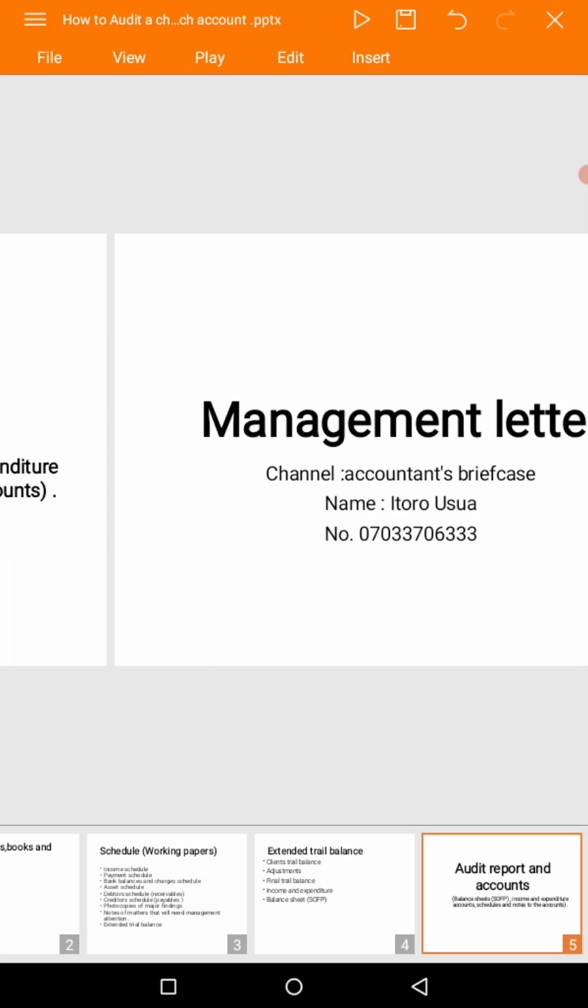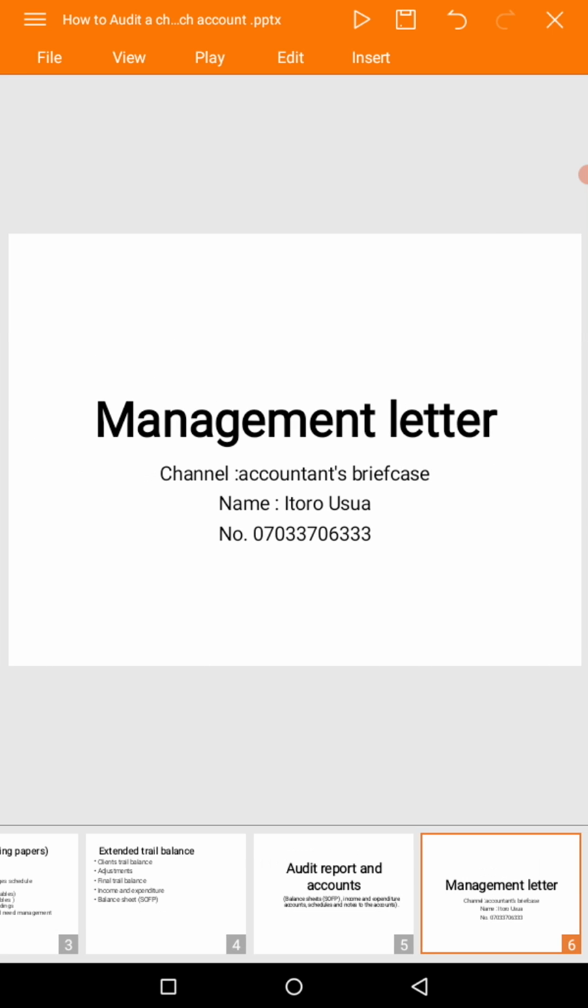And then the very last thing the auditor will do is a management letter. A management letter, as I've once said, is just a domestic report. It's a letter written to management, showing them their weaknesses, showing them areas they have issues in the account, showing them where they did not do well and they need to improve, showing them where they have not got it right and they need to get it right.